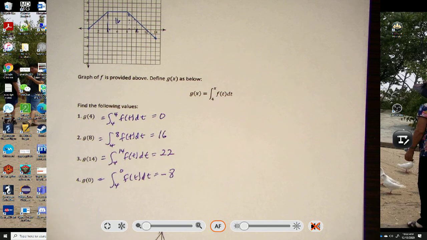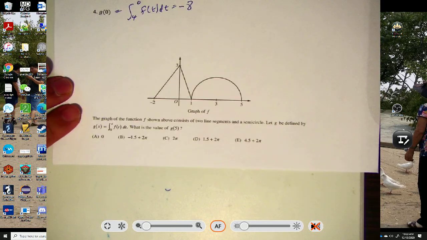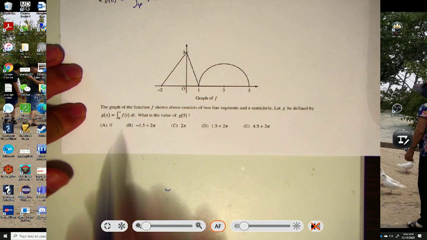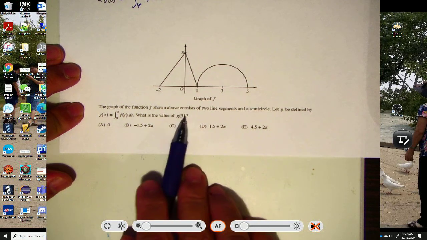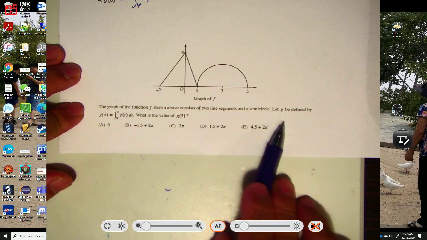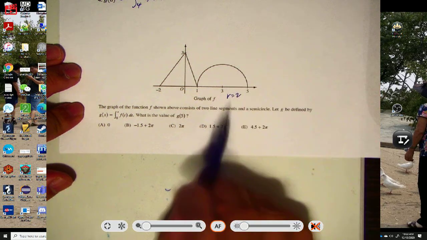What I'm about to do next is look at examples where they treat it like a regular function. This is an example of a multiple choice question on an AP test. The graph of the function f shown above consists of 2 line segments and a semicircle. So there's my 2 line segments and there's my semicircle. That semicircle has a radius of 2. You just look at it: 5 minus 3 is 2.